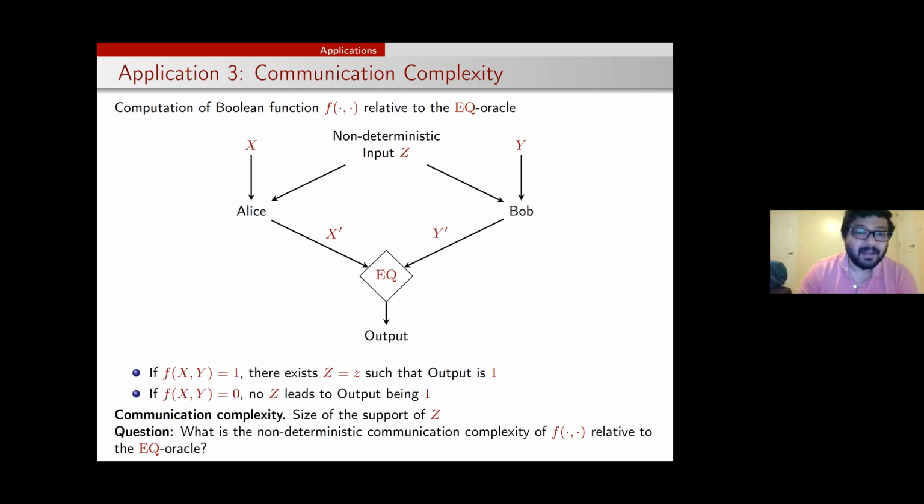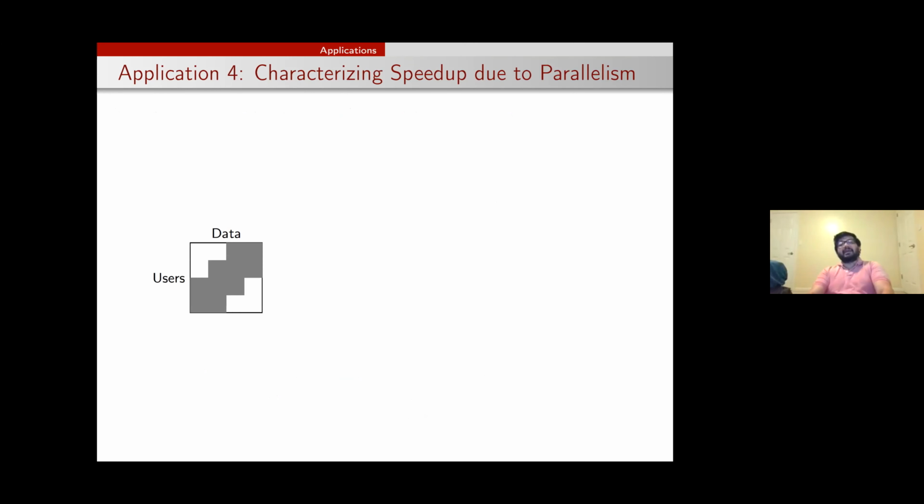The fourth application is characterizing speedup due to parallelism in combinatorial optimization problems. I have chosen a particular optimization problem here, and I think each one of us can think of an interesting optimization problem that can be cast in this template. My favorite problem coming from crypto is that there is some data and there are some users. The rows in this matrix are users, columns are data, and the shaded entry represents whether a particular user has access to a particular data or not.